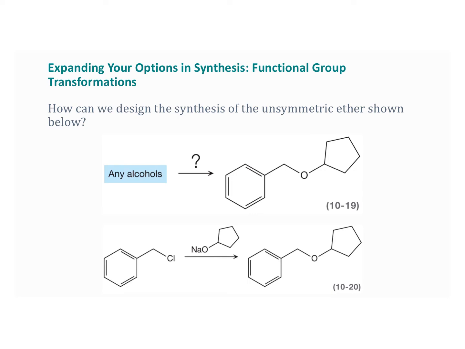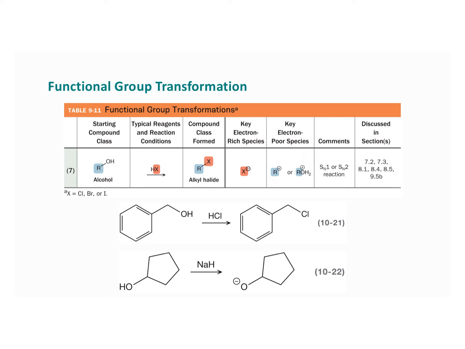So then we can turn to functional group transformations. To produce the alkyl halide from the corresponding alcohol, consider the functional group transformation shown here, where we have an alcohol, we have an acid, and now we have an alkyl halide. Specifically, we could treat the benzyl alcohol here with a strong acid like HCl, and we could produce this as the alkyl halide.